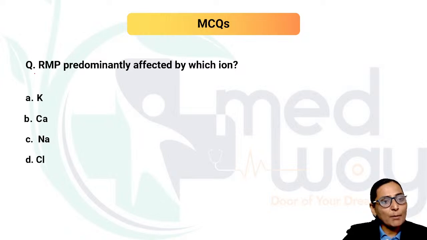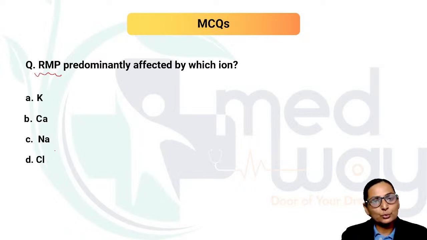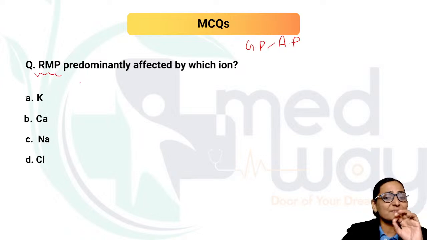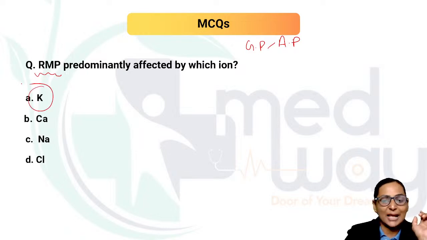RMP is predominantly by which ion? Potassium, calcium, sodium or chloride. Just go through your NEET PG questions, and every time the question is there on general physiology, on action potential, every time. So this basic question is very, very important, and it is a very simple, straightforward, repeatedly asked and learned question. It is definitely potassium.